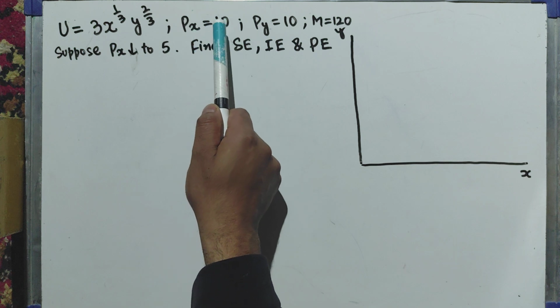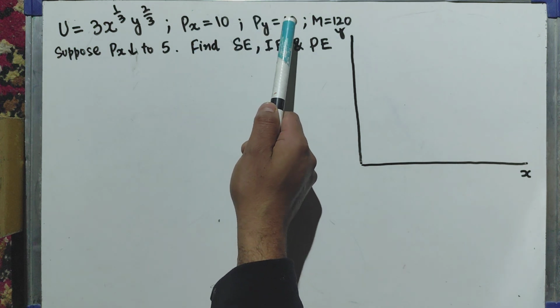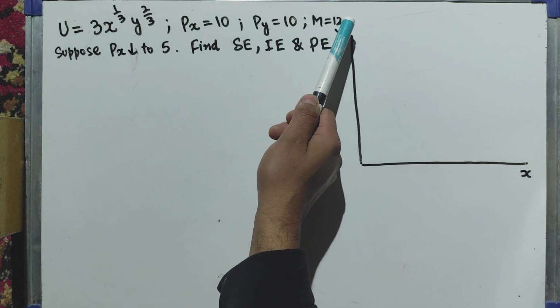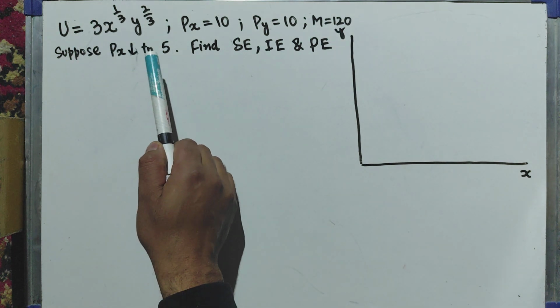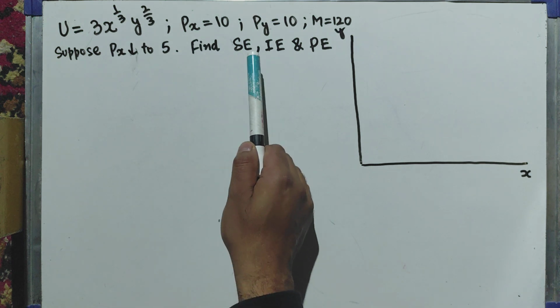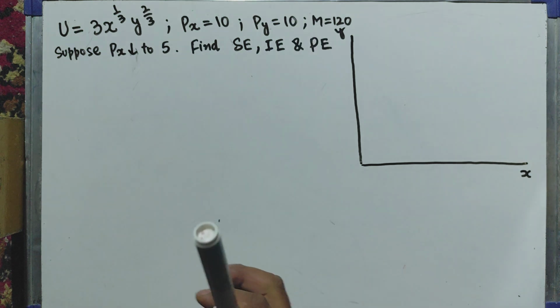X and y are the two goods that the consumer consumes. Price of good X is $10 and price of Y is $10. Initially, income of the consumer is $120. Suppose price of X decreases to $5. We have to find out the substitution effect, income effect, and price effect.